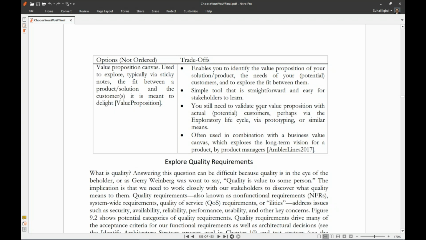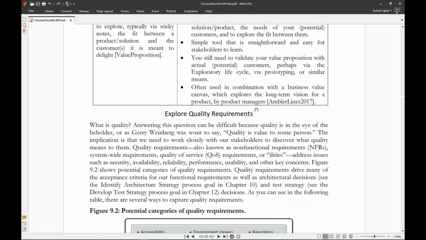Simple tool that is straightforward and easy for stakeholders to learn. You will need to validate your value proposition with actual potential customers, perhaps via the exploratory life cycle, via prototyping or simple means. Often used in combination with a business value canvas, which explores the long-term vision for a product by product managers.